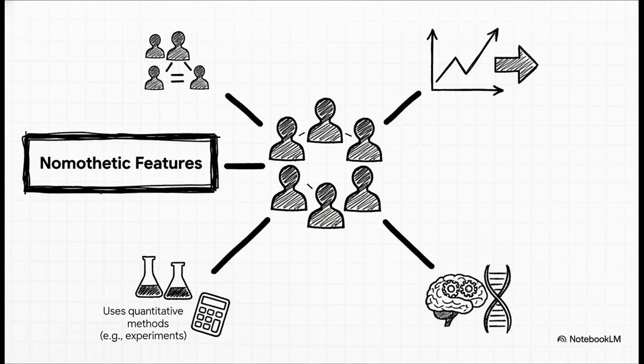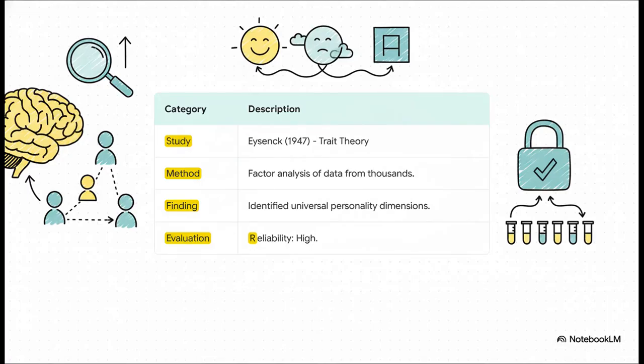The ultimate goal is to be able to predict and maybe even control behavior by finding these universal rules. Think lab experiments, correlations, fancy statistical analysis. It's no wonder this is the absolute bedrock of the biological, behaviorist, and cognitive approach. A fantastic example of this is Eysenck's work on personality.